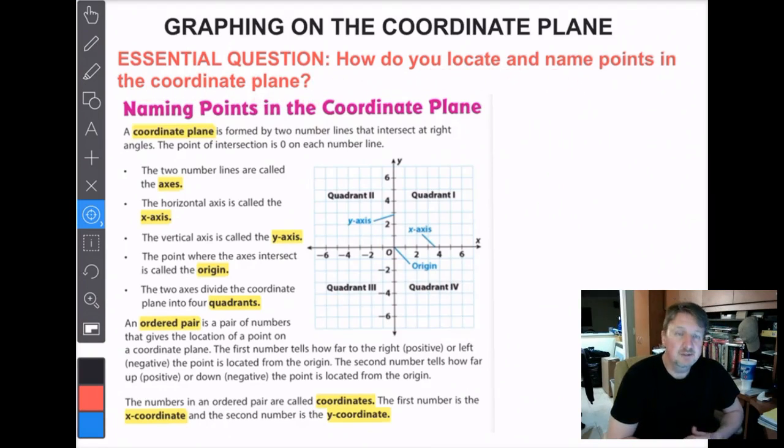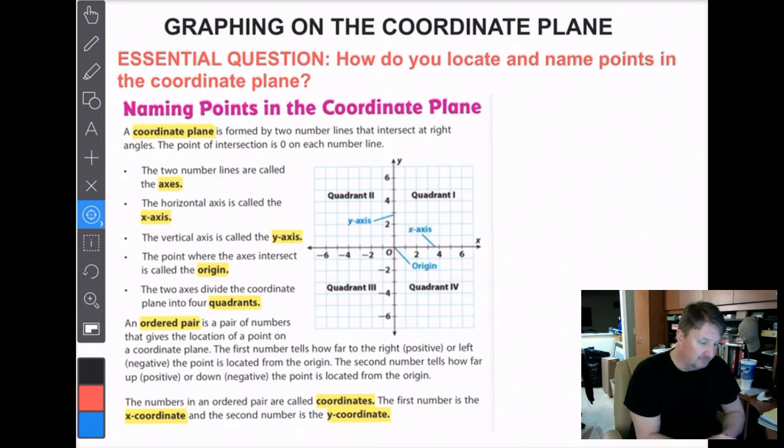All right. So let's talk about naming points in the coordinate plane. A definition that you need to remember that's important is the definition of a coordinate plane. It's formed by two number lines that intersect at right angles. Okay, and that's what we have right here. I got a vertical number line and I got a horizontal number line. The point of intersection is 0 on each number line. So my horizontal intersection is here at 0. My vertical is also at 0.